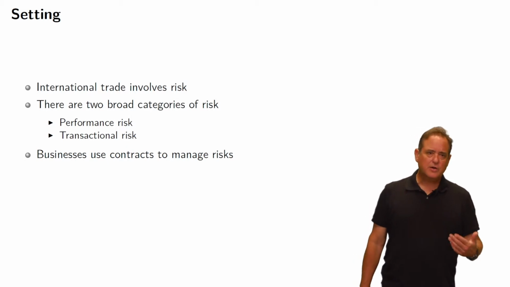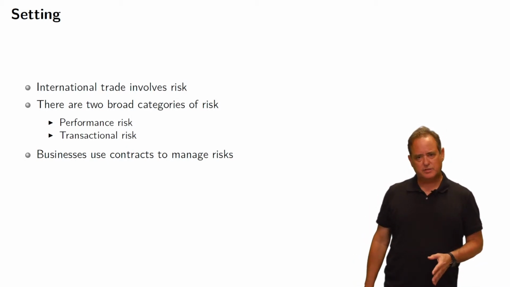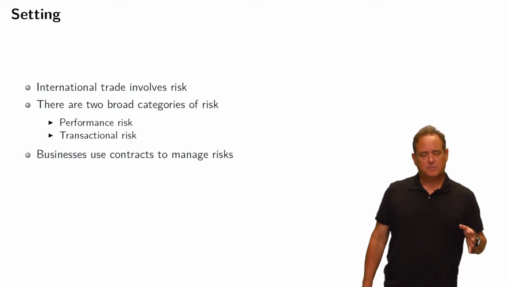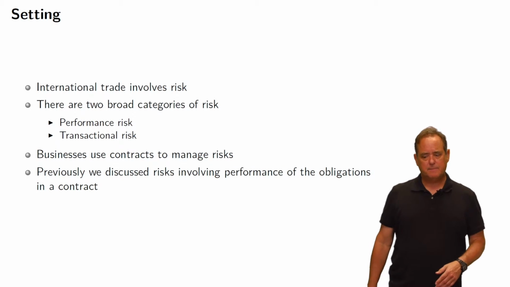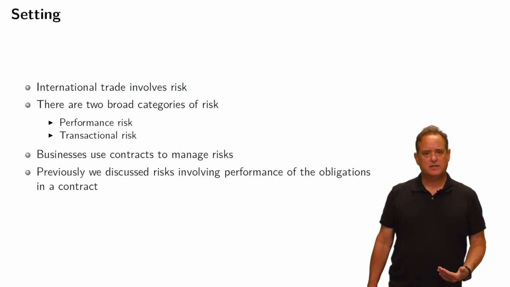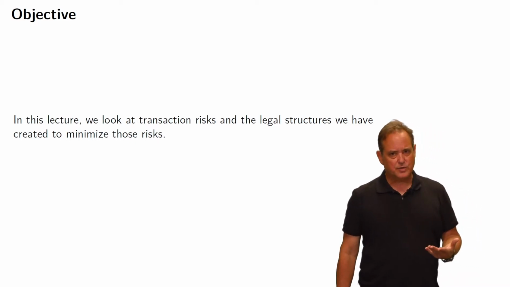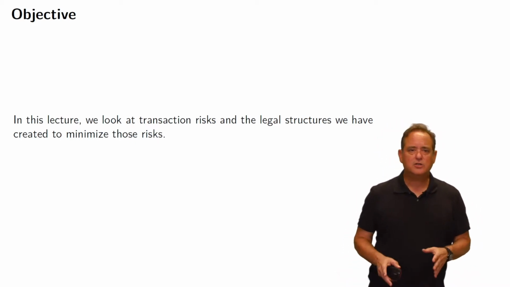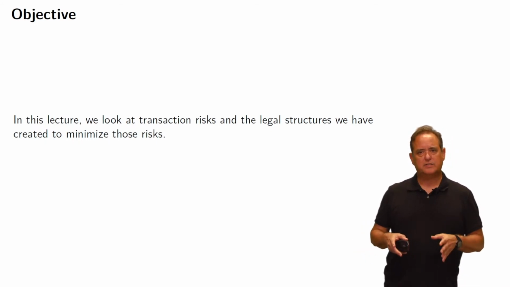Now, we also have learned that businesses will use contracts to manage their risks. Contracts are used to allocate risk between the buyer and the seller. And previously, we've discussed risk involving performance of the obligations in a contract, performance risks. In this lecture, we look at transactional risks, the legal structures that we've created to minimize those risks.